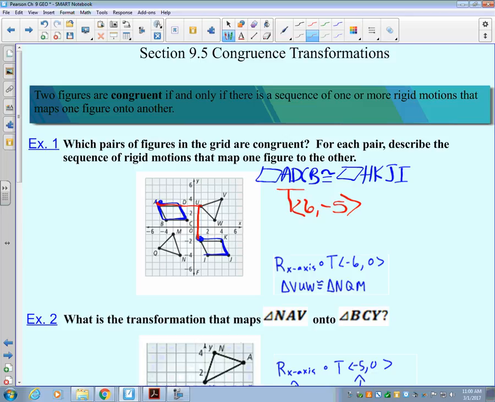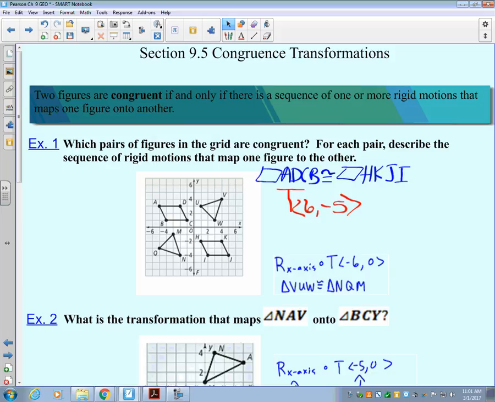Give me a thumbs up if that is a-okay for y'all. Thumbs up. The second one's going to be a little bit more difficult. Looks like a rotation. Not a rotation but a reflection. Yeah. It looks like a translation.